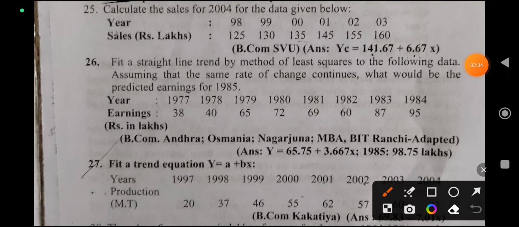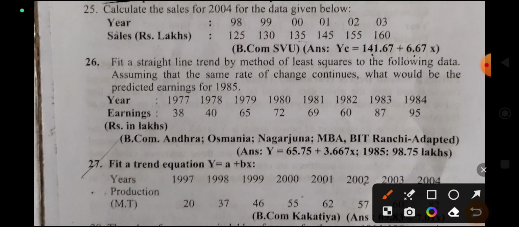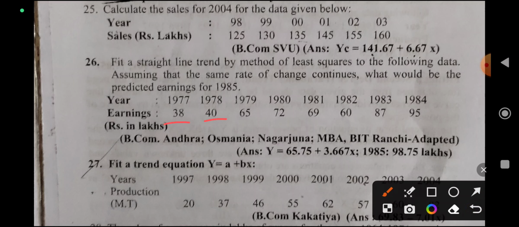So here in this case he is asking earnings for 1985. Okay, so let us see the question. 38, 40, 65, 62, 69, 60 and 87, 95. These are the earnings given, and these are the years. First check whether it is odd period or even period. For that, what we need to write? We need to write the years: 1, 2, 3, 4, 5, 6, 7, 8.